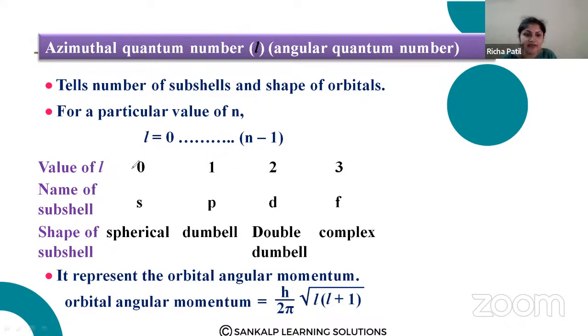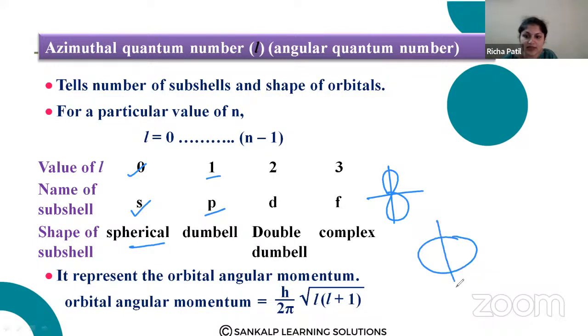So what does it represent? If L is equal to 0, it is the s subshell, and the shape is spherical. If the value of L is 1, the name of the subshell is p, and the shape is dumbbell. This is a dumbbell shape, and this is a spherical shape. With respect to the x axis, this is the px orbital. So this is the shape of the orbital.